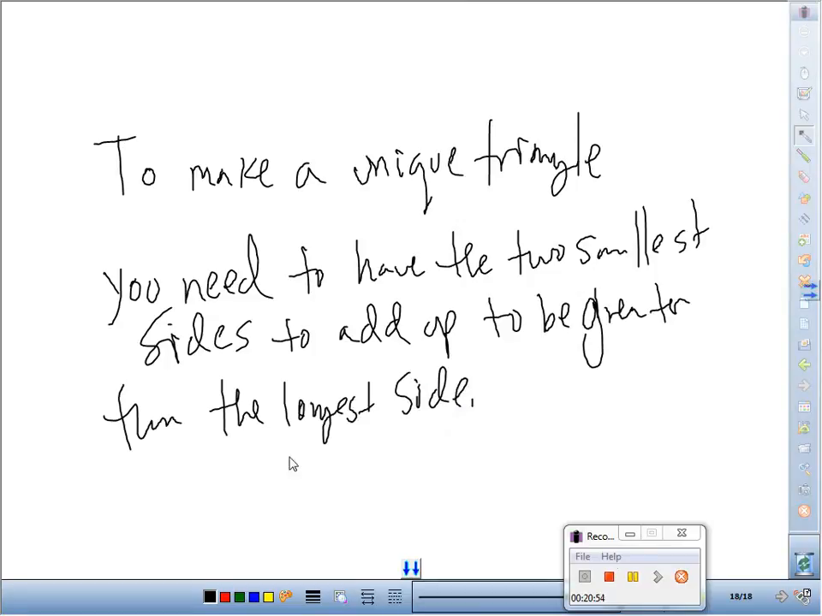Okay, hold on. So, with that said, look up. I'm going to give you some sides. Here we go. A is 4, B is 5, and C is 6. Does that make a triangle? Yes. Because what is 4 plus 5? 9. Is 9 greater than 6? Yes, so that does make a triangle. Okay, write that as an example.